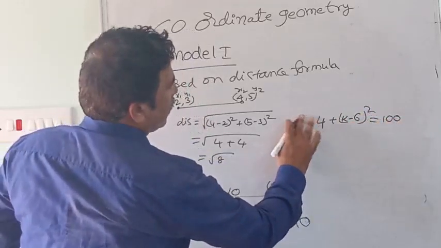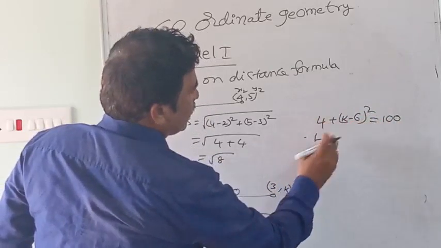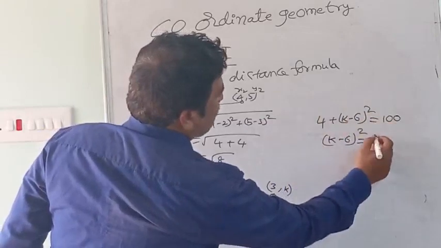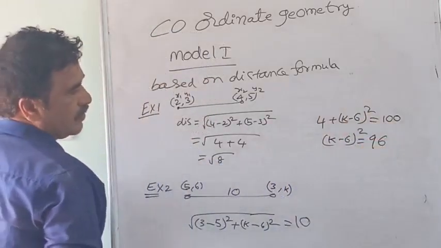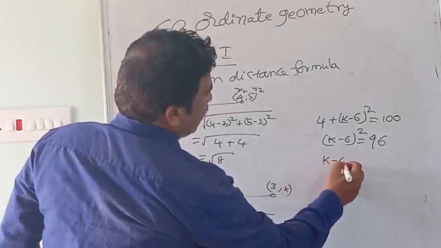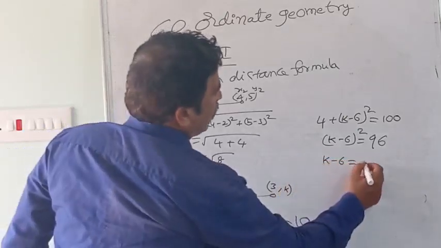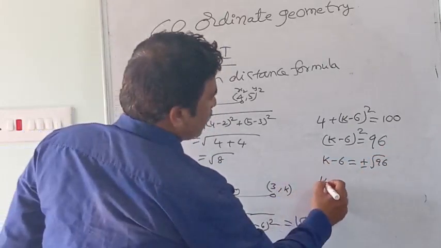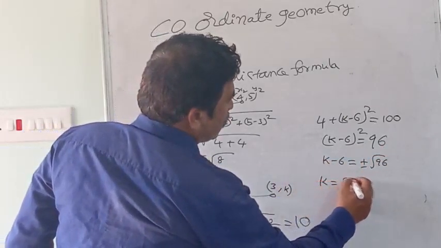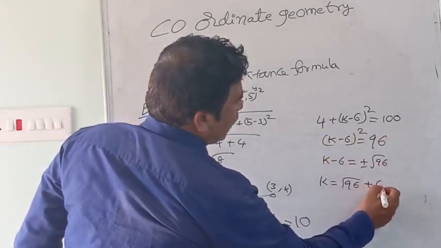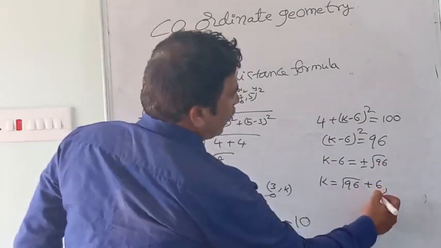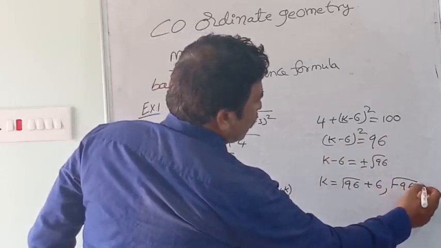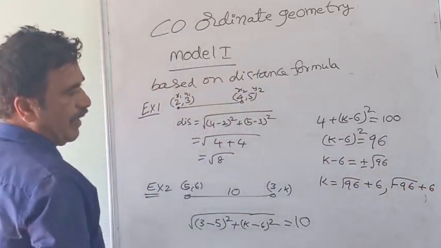Now simplify. 4 goes to that side: (k minus 6) whole square is equal to 100 minus 4, how much? 96. Now take square root on both sides. k minus 6 is equal to plus or minus root 96. Therefore k is equal to 6 plus root 96, as the minus 6 goes that side as plus 6, that is one value, and 6 minus root 96 is the other. Two values of k we have.